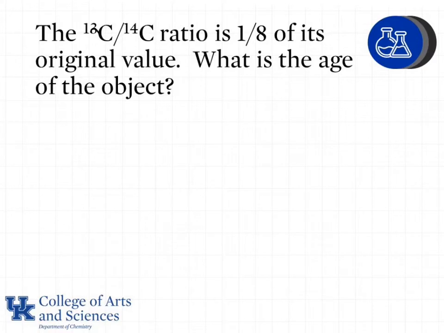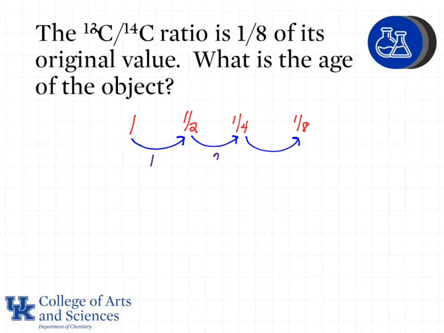The carbon-12 to carbon-14 ratio is 1/8 of its original value. What is the age of the object? We're not given a percentage or even an actual amount, we're given a fraction, which means we're going to start with 1. After one half-life, we will have half of the original amount. After another half-life, we will have 1/4. And after another half-life, we will have 1/8. Therefore, we have 3 half-lives to get from the original amount to 1/8 of the original value.